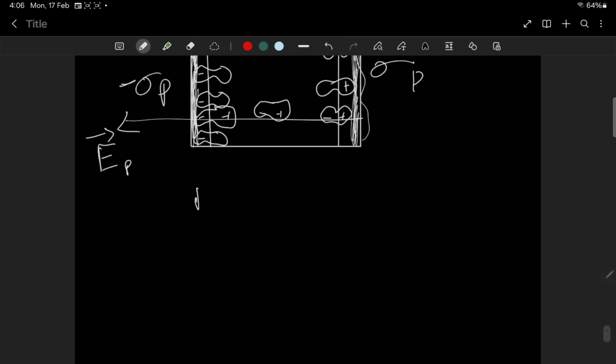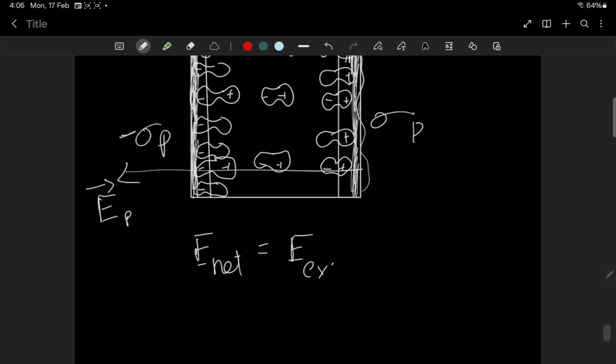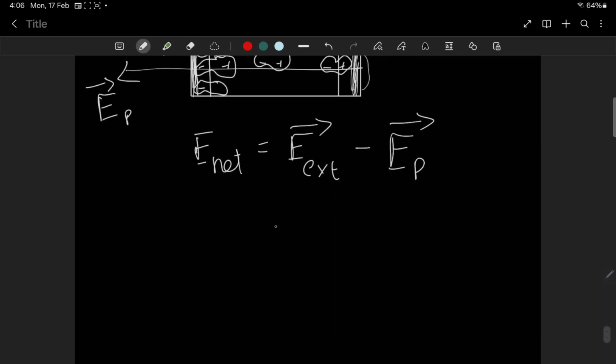So what happened? The net electric field is now E external minus EP. Hence, the electric field decreased. The external electric field decreased, right? The external electric field decreased. Understood? Yes. That is the fact that you should understand.